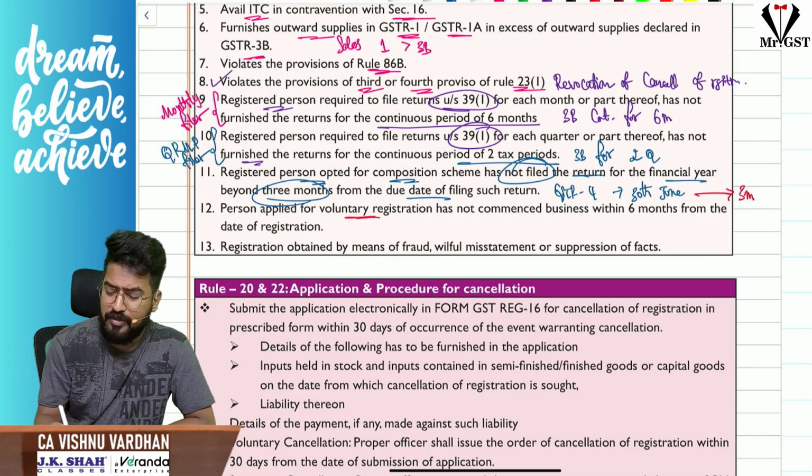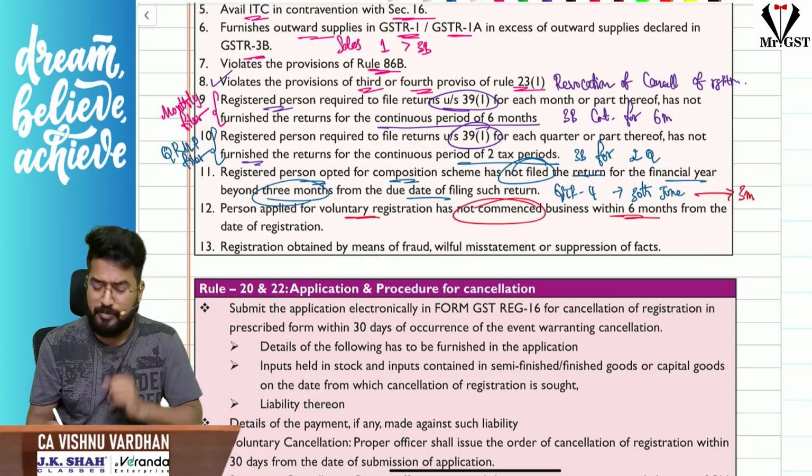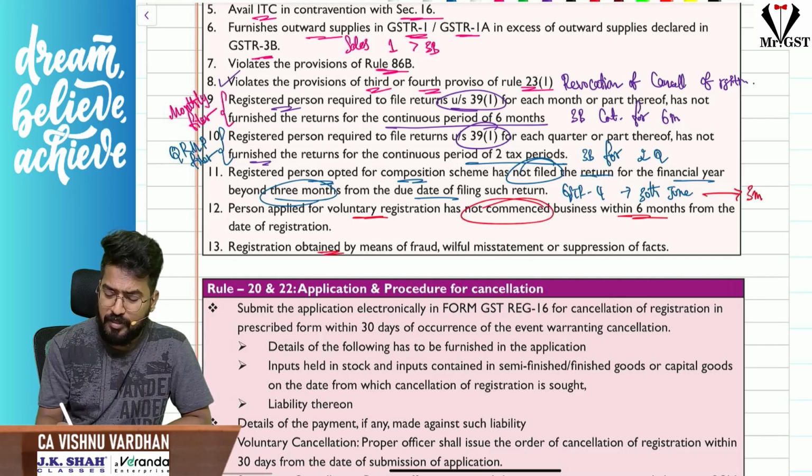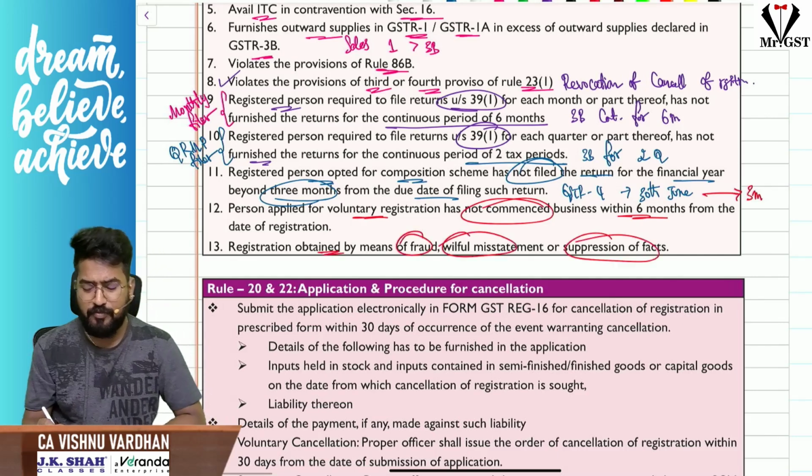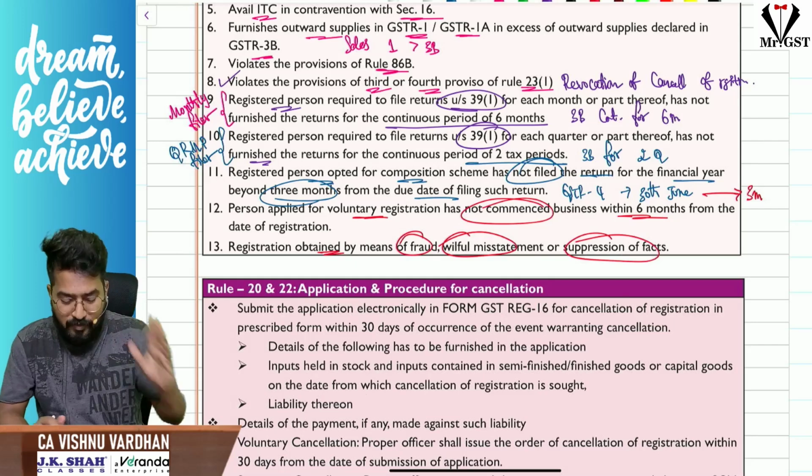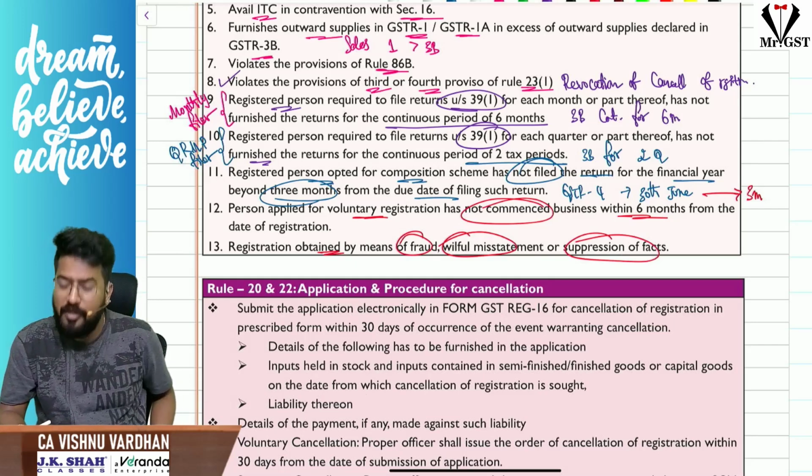You have taken voluntary registration, but you have not commenced the business within 6 months. Or your registration is obtained by fraud, willful misstatement, or suppression of facts. Then also your registration is liable for cancellation. Suo moto cancellation comes into picture there. Okay.